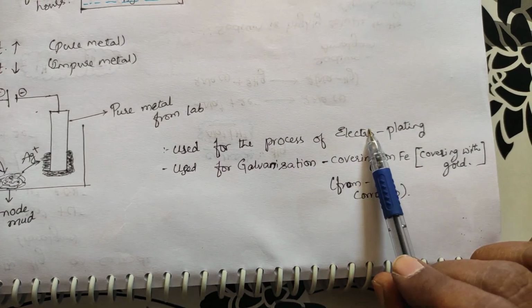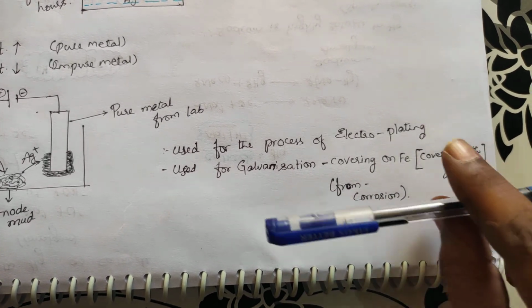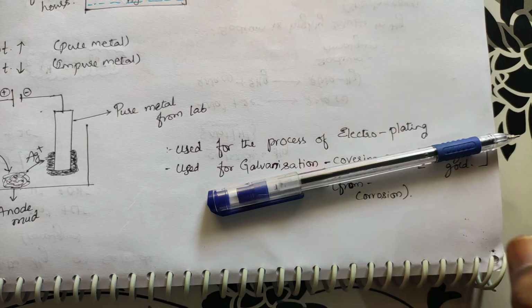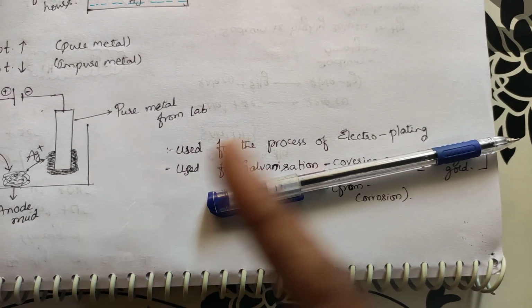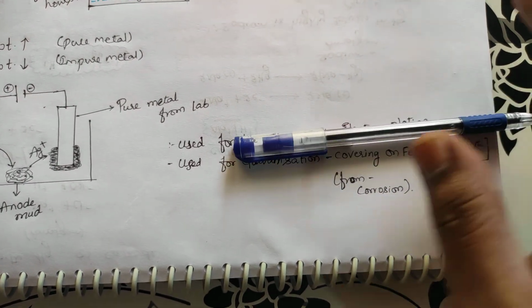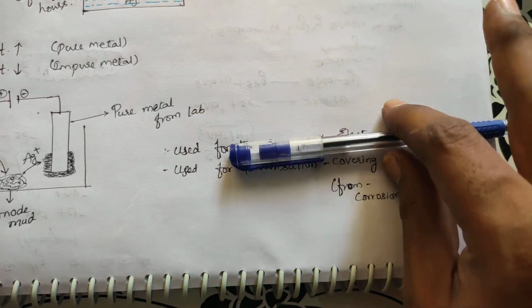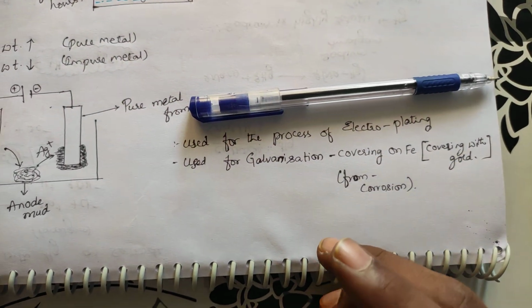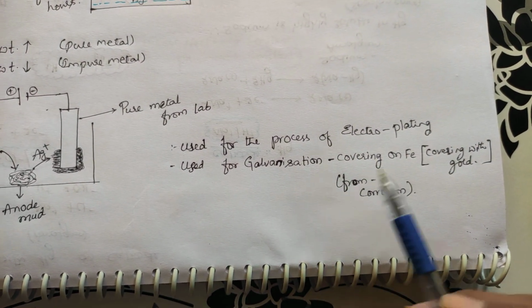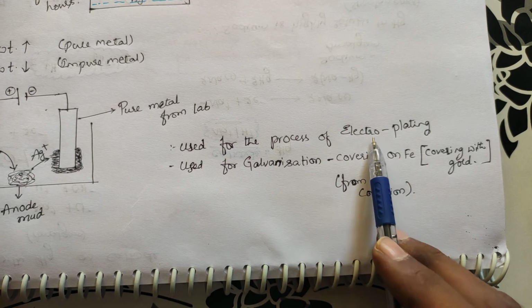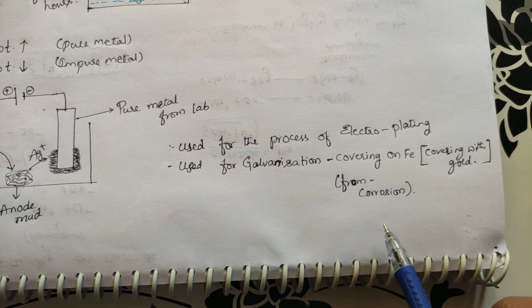This process is called electroplating, used in the galvanization or covering of iron. Internally one material will be present, and we cover it on top with another, for example if I want to cover this pen with silver. It is subjected to electrolysis, and silver gets deposited on it. That is called electroplating. Or if I want a gold covering, gold will be subjected to oxidation. This process is called galvanization. It is used for the covering of iron, and it is majorly used for electroplating. It is used on iron to prevent corrosion.